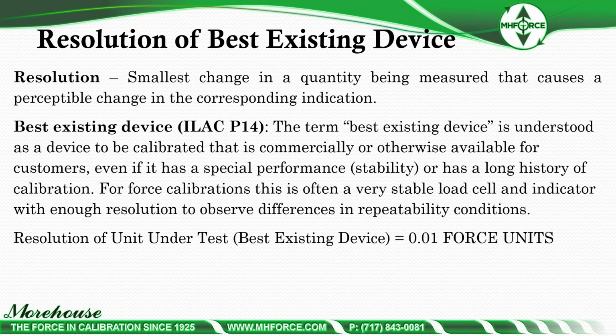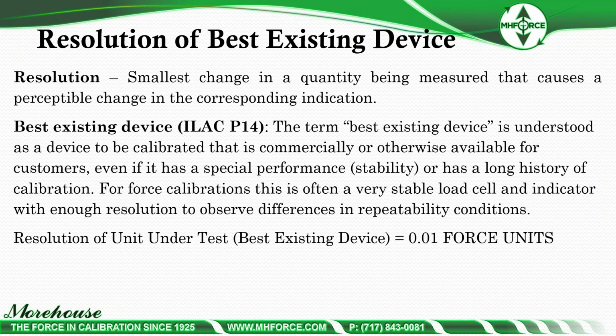For force calibration, this is often a very stable load cell and indicator with enough resolution to observe differences in repeatability conditions. That's important. If you want to do a 100,000 pound range and a 10,000 pound range, you're probably not going to have enough resolution to do both ranges with a 100,000 pound load cell. So you're going to need 2, highly recommended, as the resolution is going to be way too high. As far as the uncertainty contributors go, it's going to be a large portion of the uncertainty contribution. If you try to use a device without enough resolution, it's going to raise the budget quite a bit.